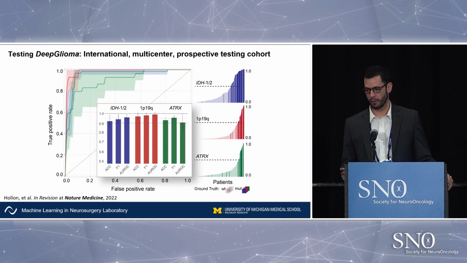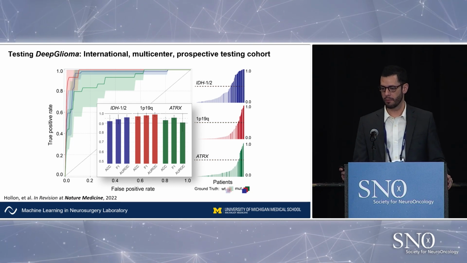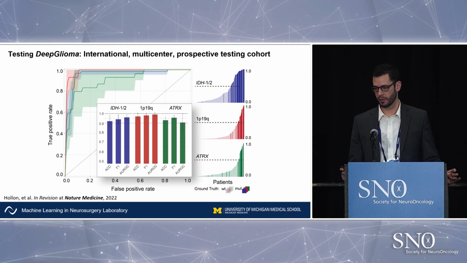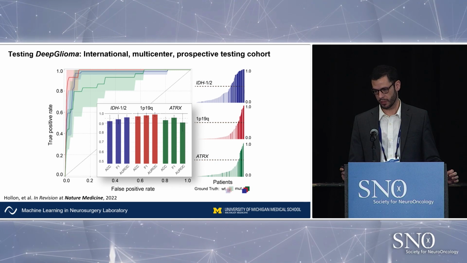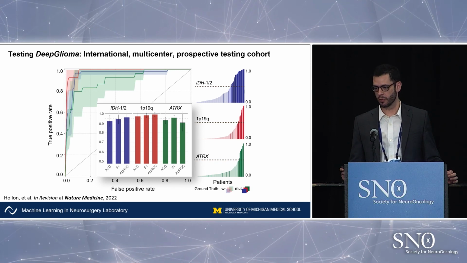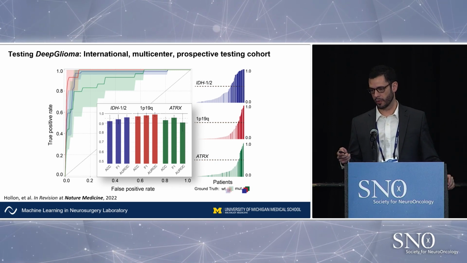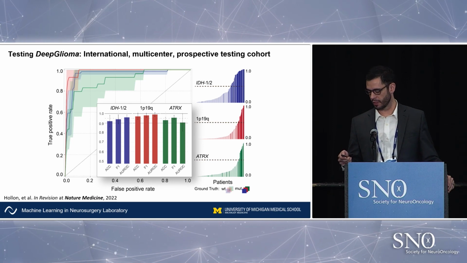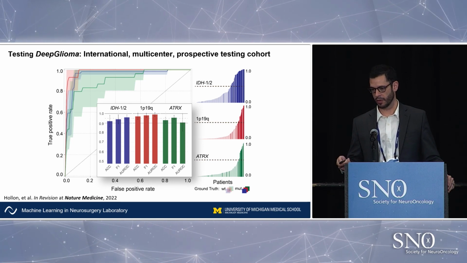So overall, they were quite good. We were over 90% for all the classification metrics that we looked at for each one of the mutations, IDH, 1p19q, and ATRX. And again, this is in our prospective group. This data was quarantined from us prior to training.